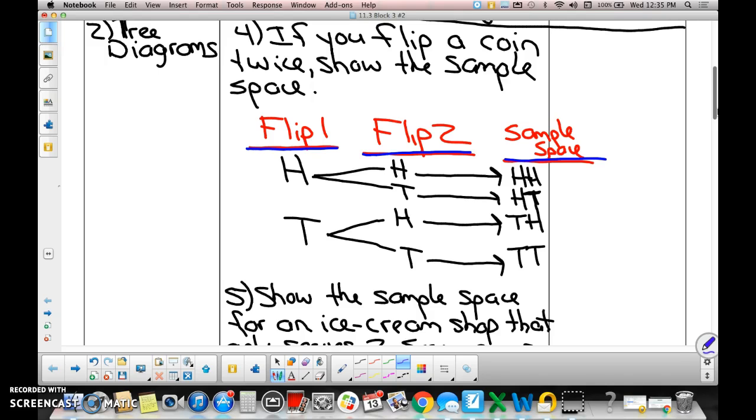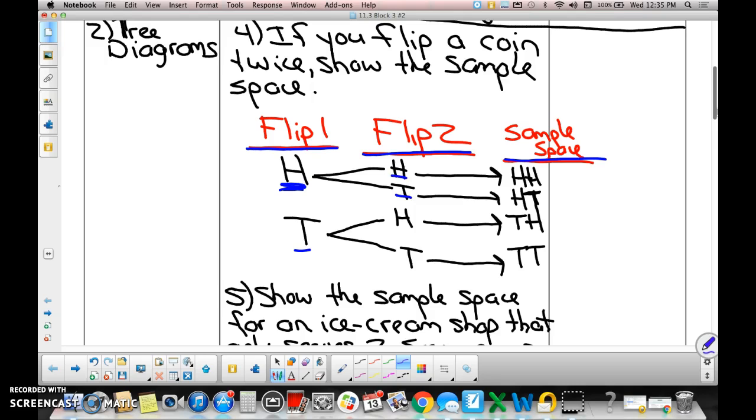If you flip a coin, what are the two different outcomes that are possible from flipping a coin? Axel? Heads and tails. Now, if we got a head and we flipped the coin again, what are our two possible outcomes, Kennedy? A head or a tail.